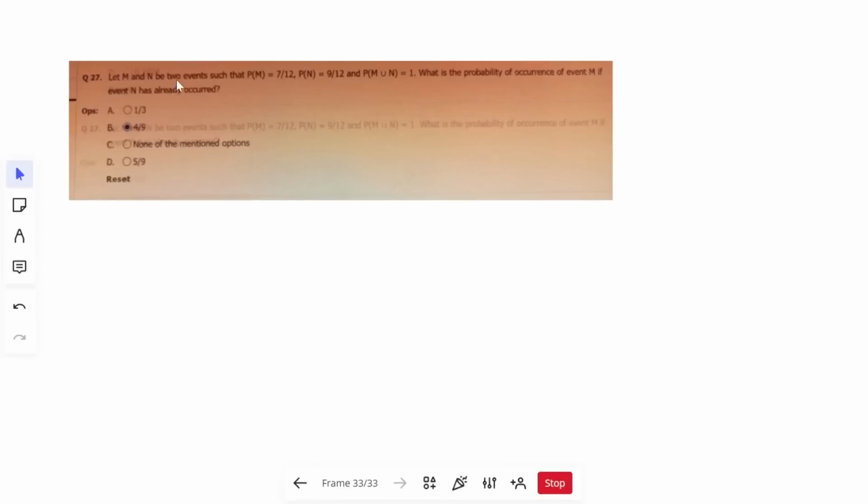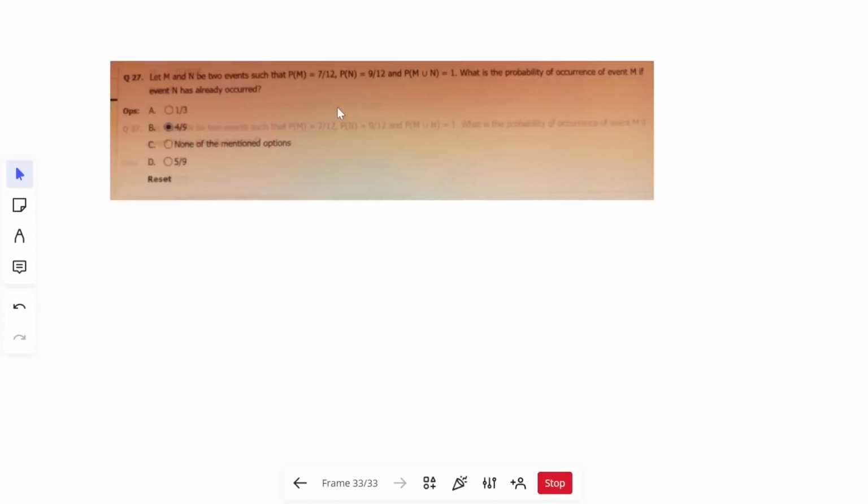Let's look at this question that we have. Let M and N be two events such that the probability of M is 7 by 12, the probability of N is 9 by 12, and the probability of M and N is 1. What is the probability of occurrence of event M if event N has already occurred? Let's see how we will solve this question. We have a formula for conditional probability, that is P of M and N divided by P of N. We have to use this formula to solve the question.